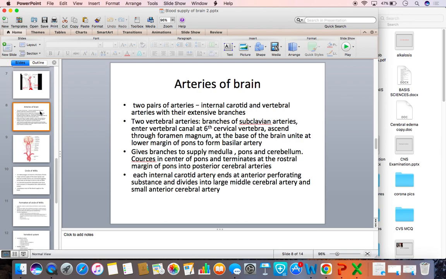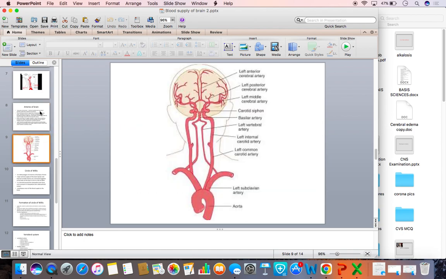The internal carotid arteries end at anterior perforating substance and divide into large middle cerebral artery and a small anterior cerebral artery. This is the picture I showed you already, showing the arteries, the internal carotid artery and the vertebral arteries that are supplying the brain.